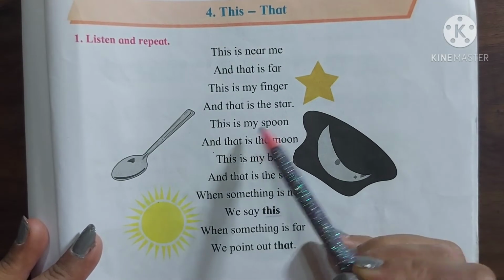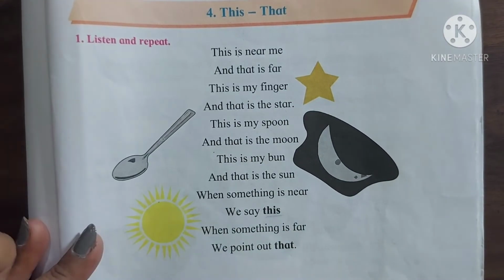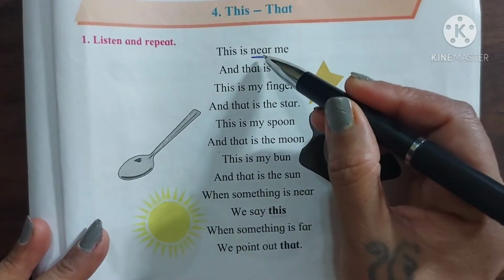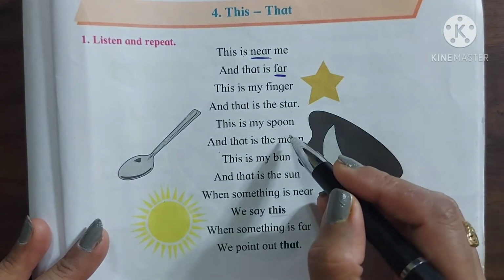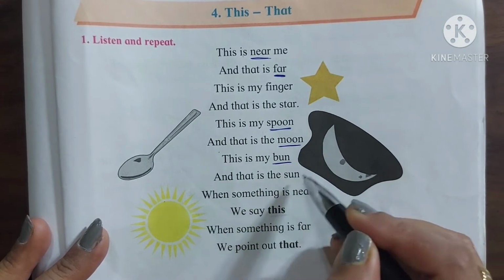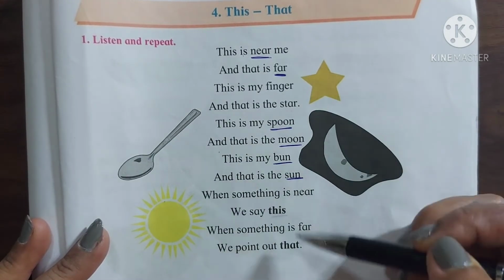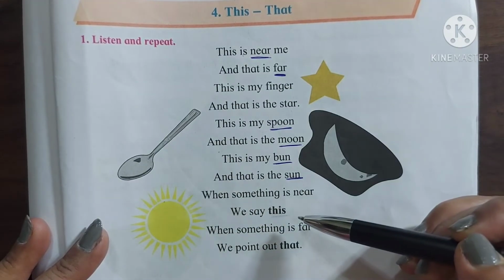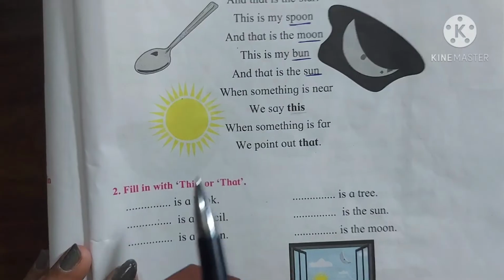Now, let us find rhyming words from this poem. Okay. Now see now. Near. Near rhyming word is far. Then next we will see spoon, moon, bun, sun. Alright. So in poem always you are going to find rhyming words. You can see it carefully and try to find out the rhyming words whenever you read poem.